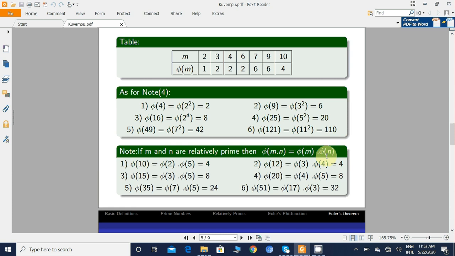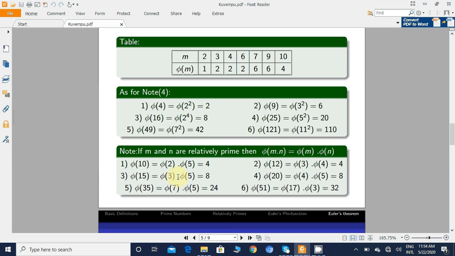For example, take 10. 10 can be written as 2 into 5. Phi of 2 is 1, phi of 5 as per the note is 4. Therefore, 4 into 1, that is 4. And one more: 12 can be written as 3 into 4. Then phi of 3 is 2, phi of 4 is 2, therefore 2 into 2, that is 4.